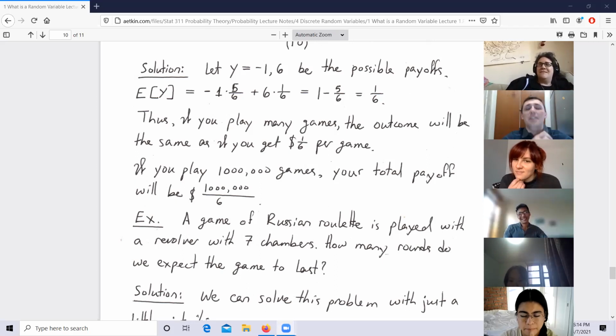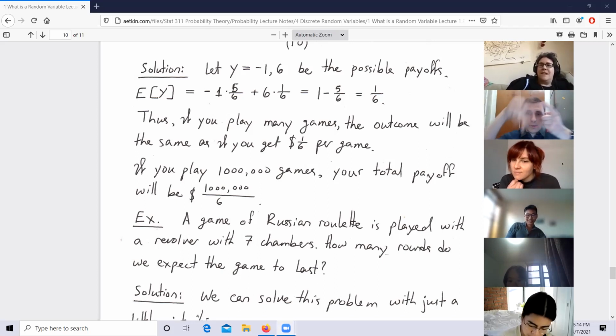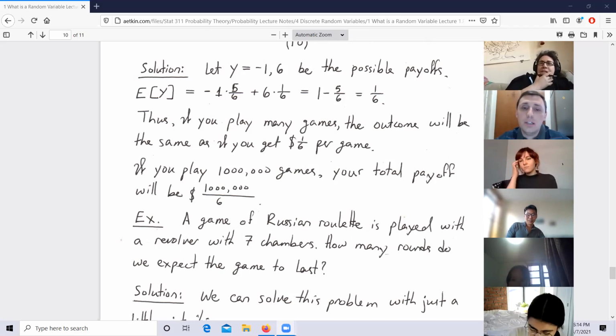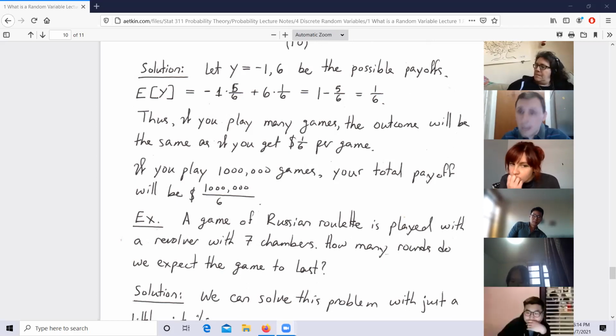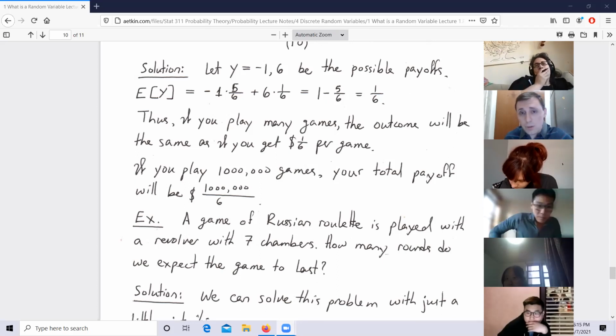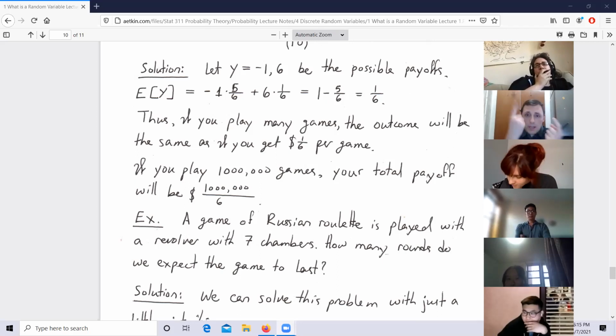If before shooting you always roll the drum, the chance that you will be shot is 1 out of 7. Do you agree? Which already, without any calculations, means that you will hear a shot every 7 rounds on average. So that's the answer, 7 rounds. Let's verify that it's indeed true. By pure intuition, by just understanding what probability means, 1 out of 7 means that on average, every 7 rounds you hear a shot.